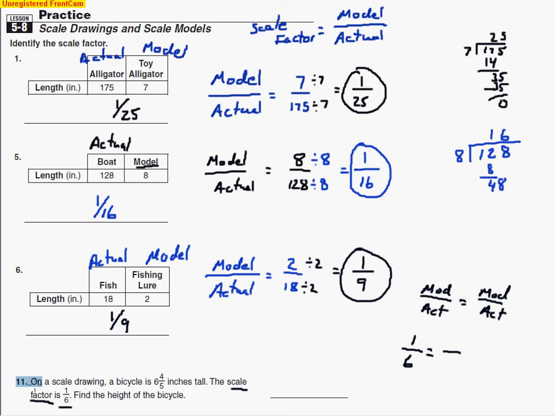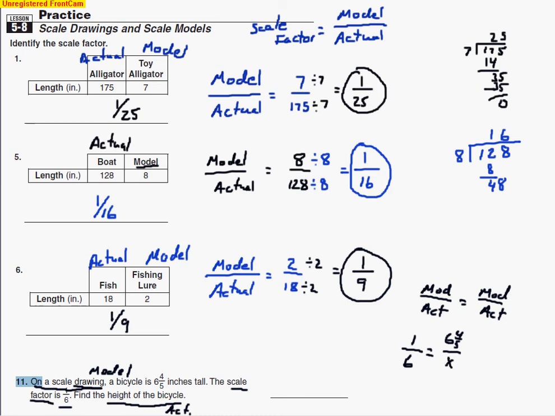Well, reading the first part of the sentence, on a scale drawing. Since it's on a drawing, that means they're talking about a model. Plus, you look at the bicycle, it's only 6 4/5 inches tall, so that definitely tells me that's our model. So 6 4/5 goes on the top of the fraction. And the actual is what they're looking for. Find the height of the bicycle. That's our actual that they're looking for. So we'll put an X down there.